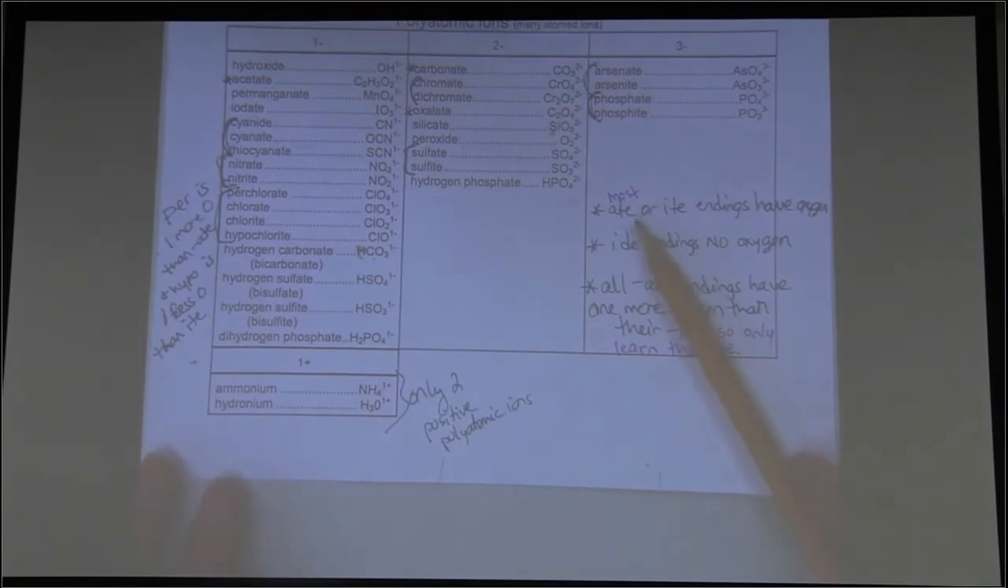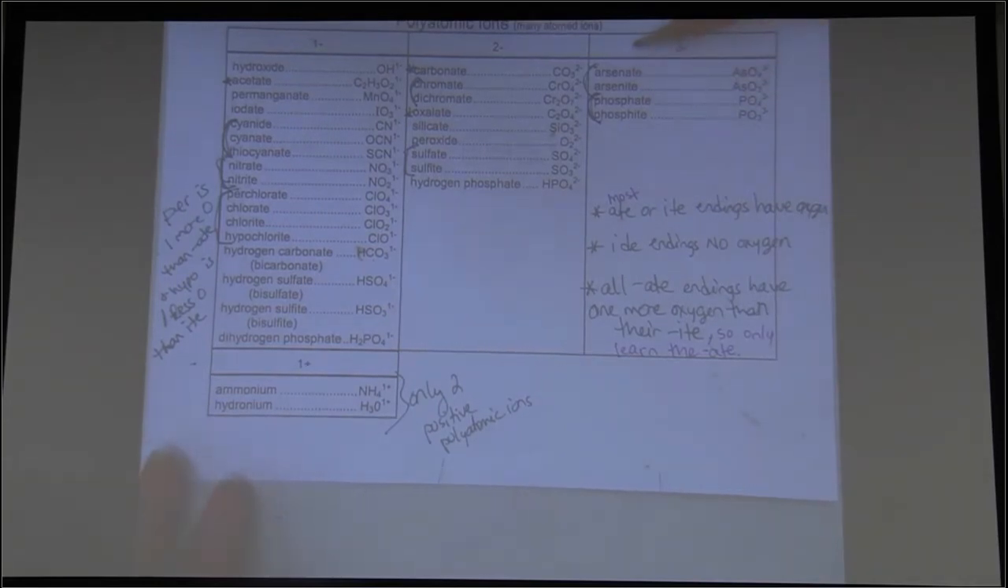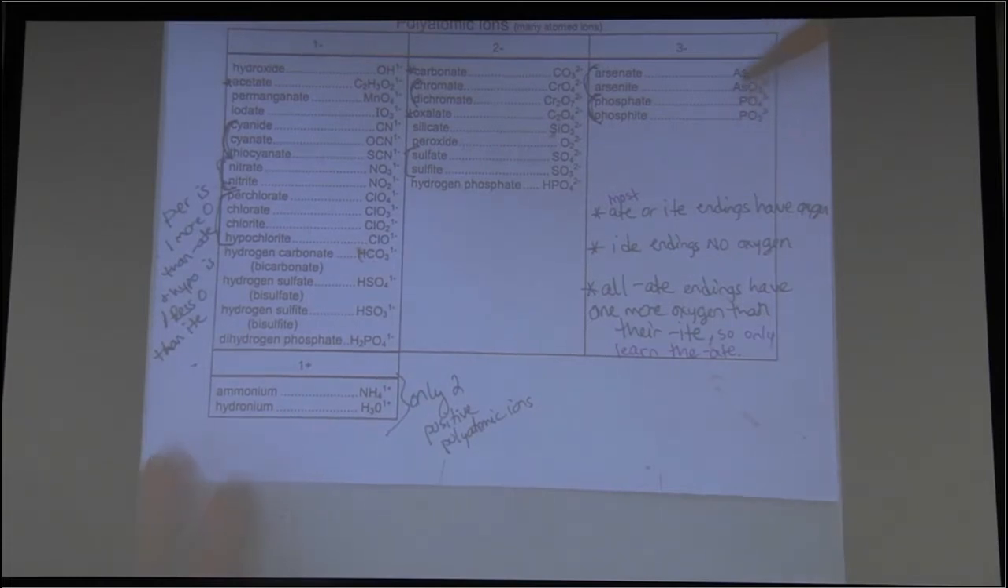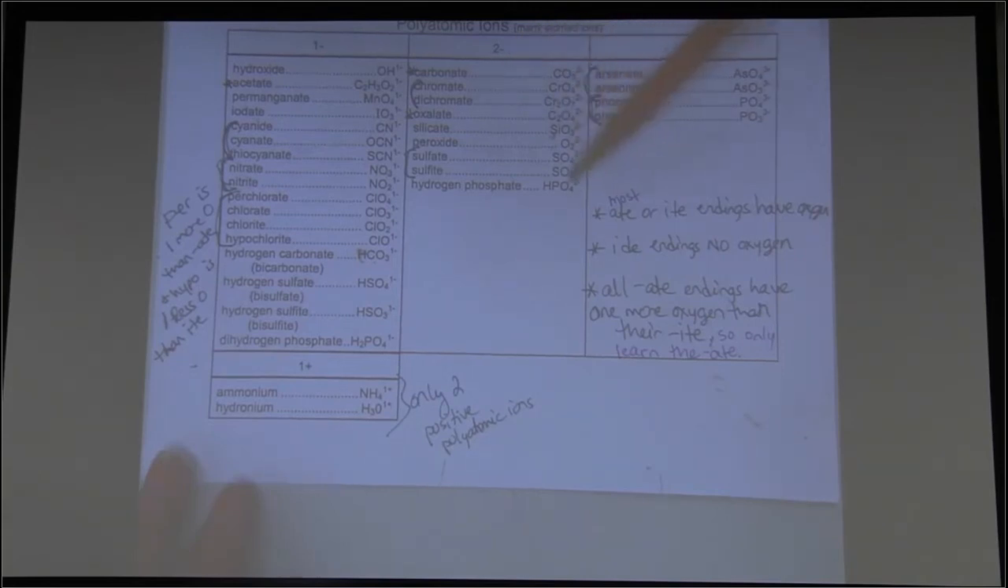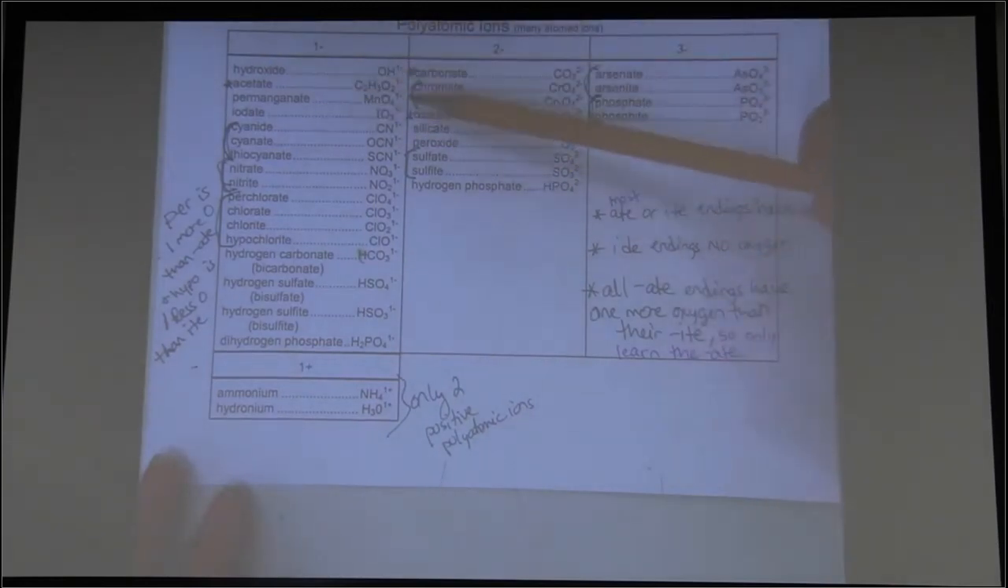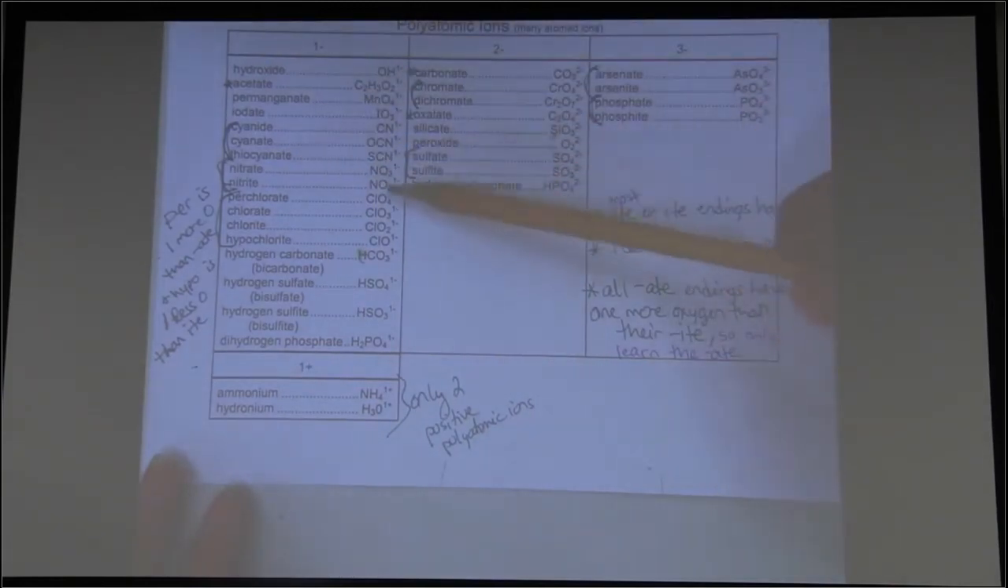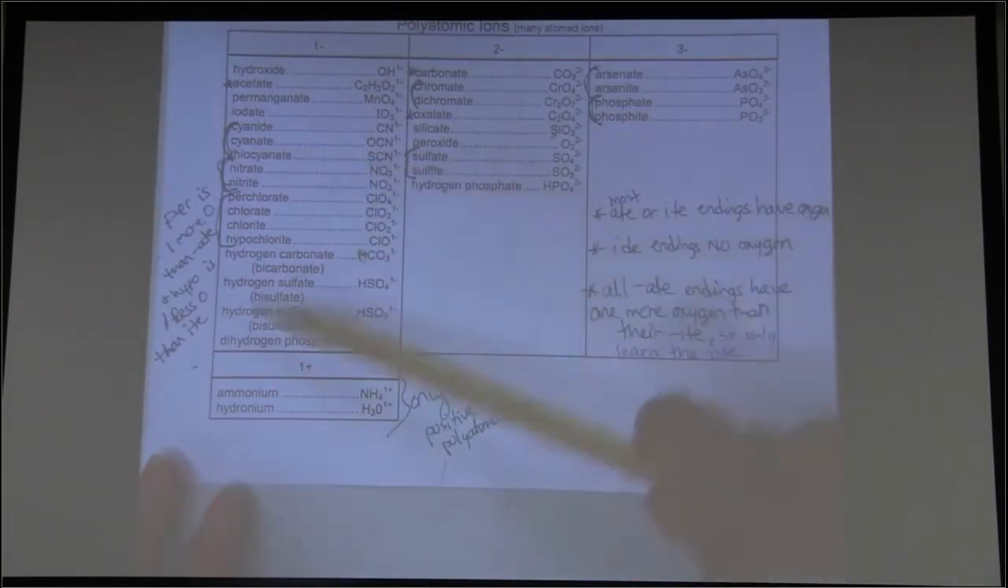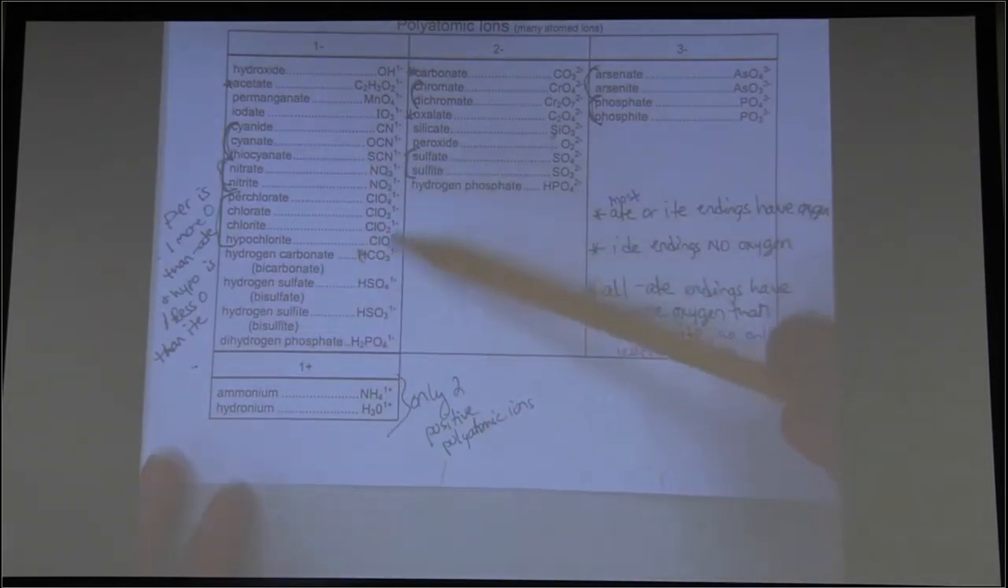So I said most of your ate or ite endings have oxygen. So look at arsenate, arsenite, phosphate, phosphite. Look at what they all have. What do they have, guys? Come on. Oxygen. Carbonate, oxygen. Chromate, dichromate. I mean, all of those have oxygen. Everybody that's called ate has oxygen. Cyanate. The only exception is thiocyanate. It does not have oxygen. But all these, nitrate, chlorate, all those.